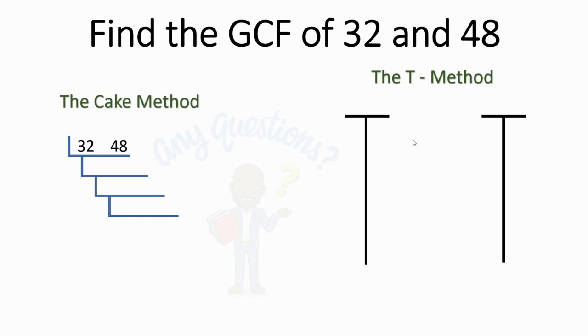If you don't know, I often tell my students that if both numbers are even, you can always start with 2. Now, you're asking yourself, what is 32 divided by 2 and what is 48 divided by 2? If you do your math correctly, you will find that 32 divided by 2 is 16 and 48 divided by 2 is 24. But we are not done yet because we see that both of those numbers are still even. So we got to chop these down a little bit more.